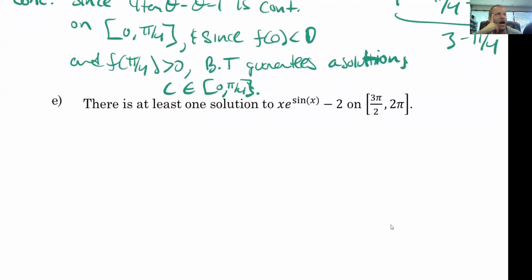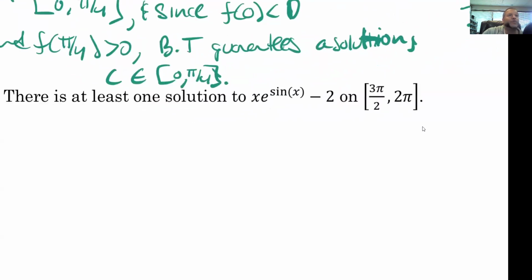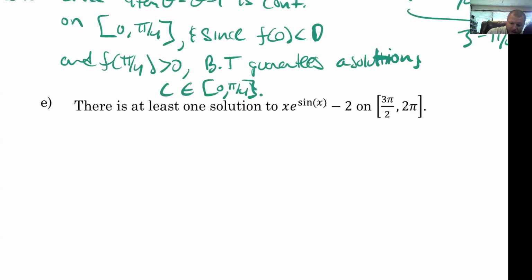Right, so in E, we want to show that there's a solution to this expression. Even though I don't give you an equal sign, saying that there's a solution means that this thing should be equal to 0 at some point on this interval. So I'm going to use Bolzano's theorem, because Bolzano's theorem is about when the function is equal to 0.